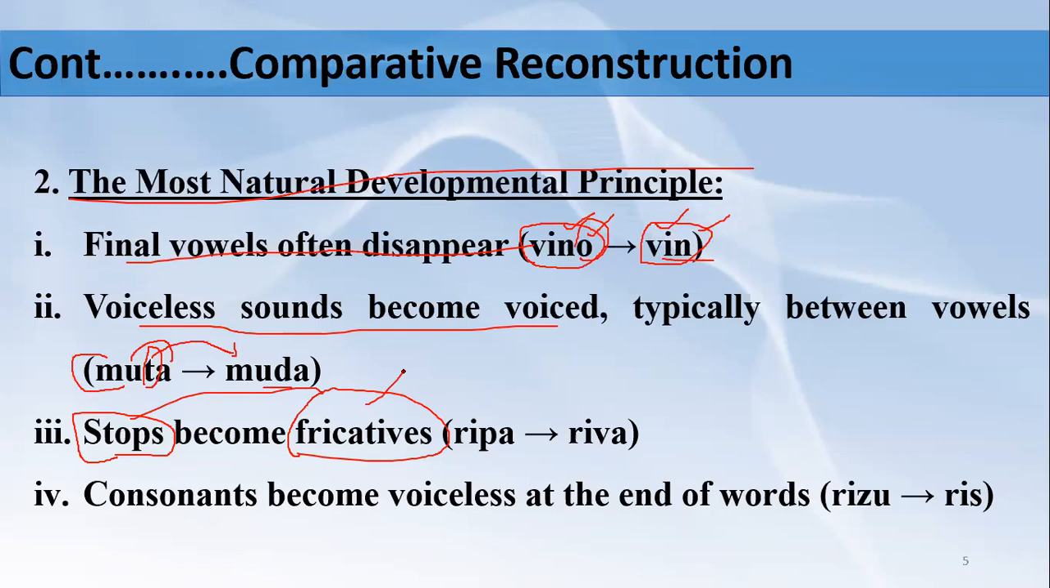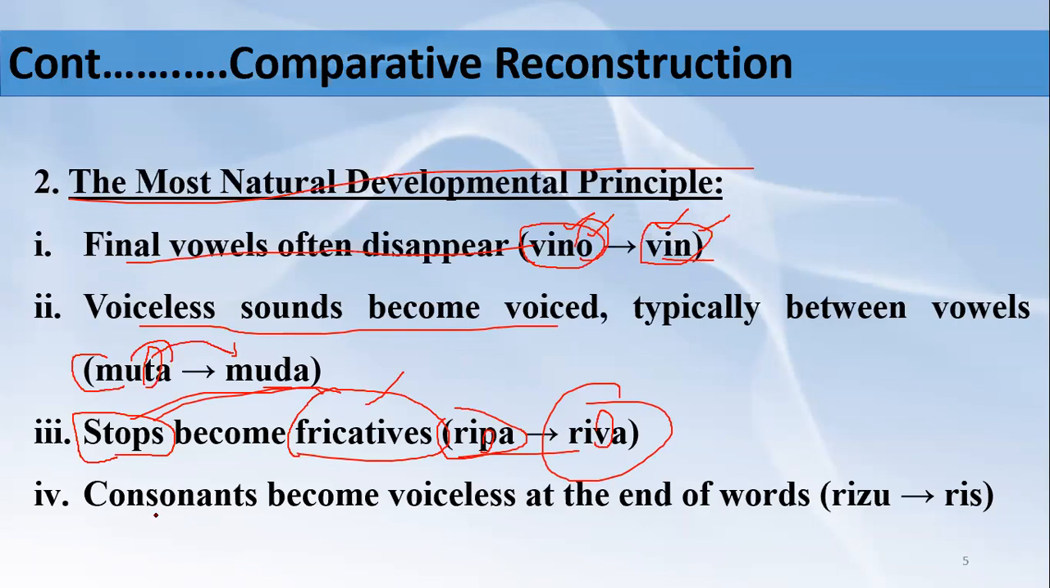In the English language we have nine fricative sounds: f and v, s, z, sh, j, and th, and the last one is the h sound. So these plosive sounds become fricative sounds, as you can see in this example. Ripper, the older form, was Ripper. When this word was derived from the older form, the plosive sound, the stop sound, was converted into a v sound, and it became river. Instead of Ripper, it became river.